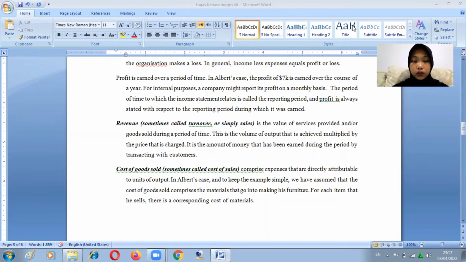Cost of goods sold, sometimes called cost of sales, comprises expenses that are directly attributable to units of output. In Albert's case, and to keep the example simple, we have assumed that the cost of goods sold comprises the materials that go into making his furniture. For each item that he sells, there is a corresponding cost of materials.